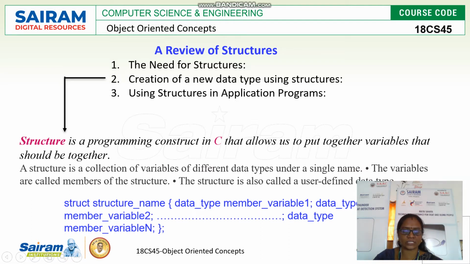It starts with the keyword struct. The following is the structure name, and when you open the curly braces, all the members of your structure are inside, and these members can be of different data types. Each member should be mentioned with its data type: data type member variable 1, data type member variable 2, data type member variable 3, and like that n number of member variables can be declared inside the structure. I hope you have studied all of this in the previous semester. Fine, so this is how we declare a structure in C.